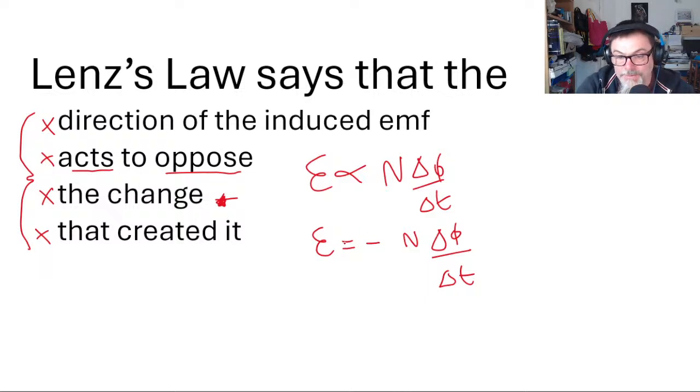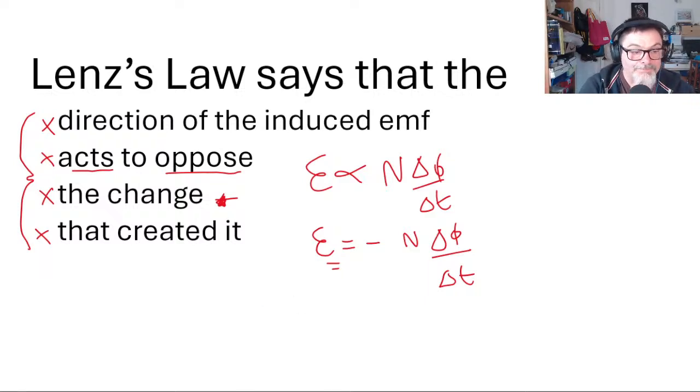And what that is showing us is that the EMF acts to oppose the change, i.e. the rate of change of flux, that created it. Okay, so the best thing I think with Lenz's law, learn that and then do a ton of examples. So I'm going to jump into 3 examples now, see how they help us.